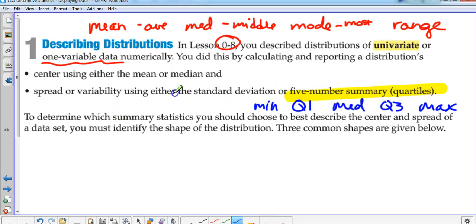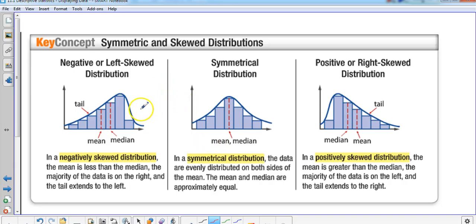But to determine whether you should use the mean as the measure of central tendency, and then for the spread, you can either use the standard deviation or the 5-number summary. To determine which, they say you should look at the shape of the data, and we're going to do this on the calculator, but you have this in your notes as well.